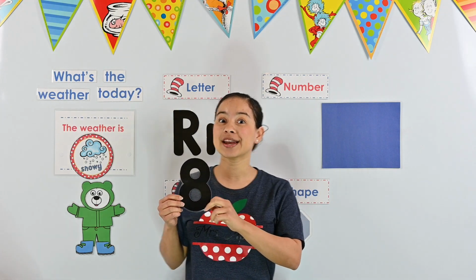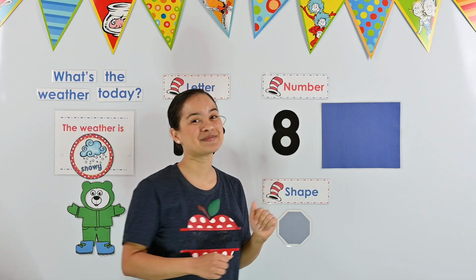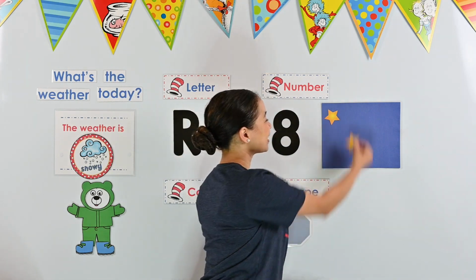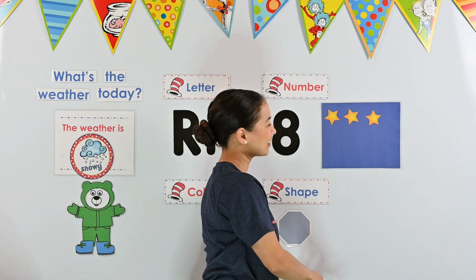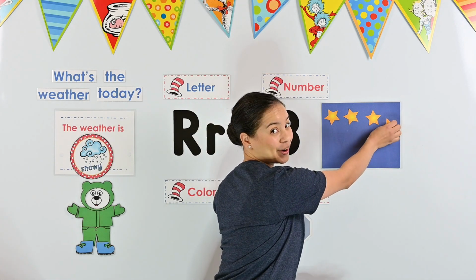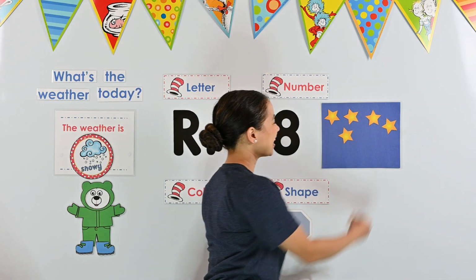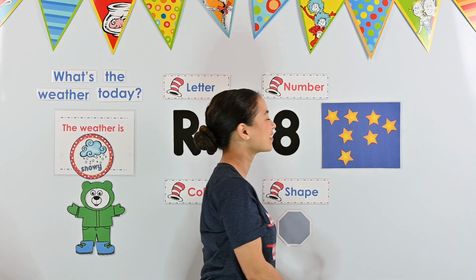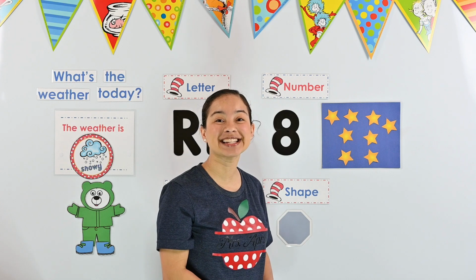Now it's time to put 8 stars in the sky. Can you help me? Perfect. Let's count together. 1, 2, 3, 4, 5, good, 6, 7, 8. I heard the number 8. That means we need to stop.